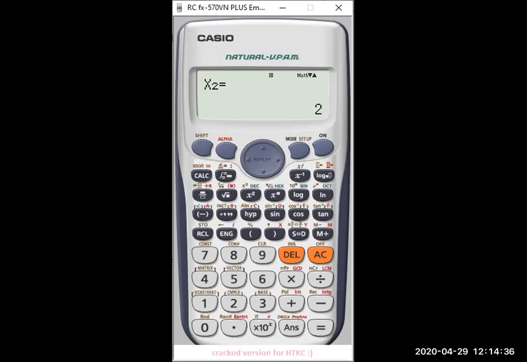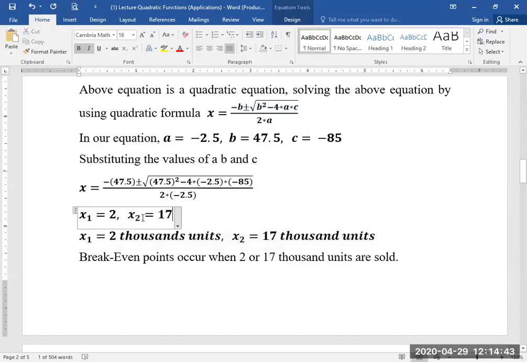Now sharing the screen again, moving to the question again. As I have mentioned, on the calculator we have done the calculation. I have taken x1 as 2 because 2 is lesser than 17, and x2 is equal to 17.